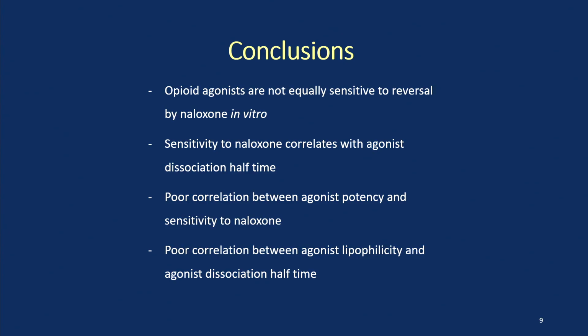So in conclusion, we found that opioid agonists are not equally sensitive to naloxone in vitro, and that was similar to the reported case series we found in the literature. And the sensitivity to naloxone correlates with the agonist dissociation half-time. And we found poor correlation between the agonist potency and sensitivity to naloxone. And we didn't find a good correlation between the agonist lipophilicity and the agonist dissociation half-time.